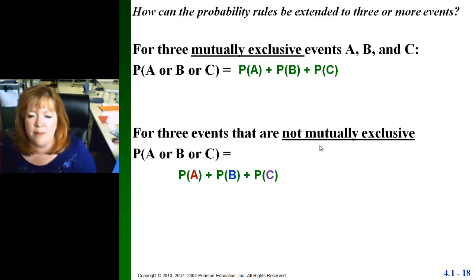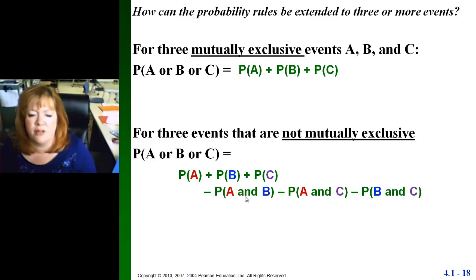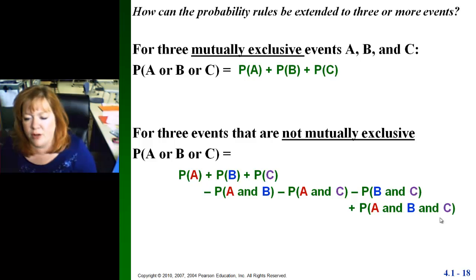If they're not mutually exclusive, if I add them up, I have counted something twice. I've counted everywhere they overlap. So I have to subtract off the probability of A and B, the probability of A and C, and the probability of B and C. And then I have to add on where they all 3 overlap, that little part, because I've subtracted it off 3 times and I need one of them on there.